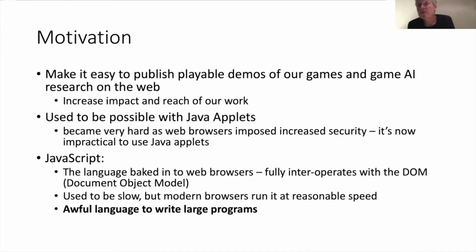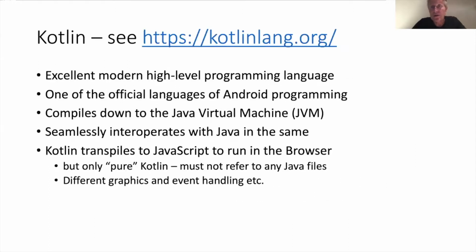So this used to be possible with Java applets, but it became really difficult and impractical now due to security restrictions. On the other hand, JavaScript is baked into all web browsers and fully interoperates with the document object model. It used to be slow, but modern browsers run it at reasonable speed, but it's not a good language to write large programs in. Kotlin, on the other hand, really is.